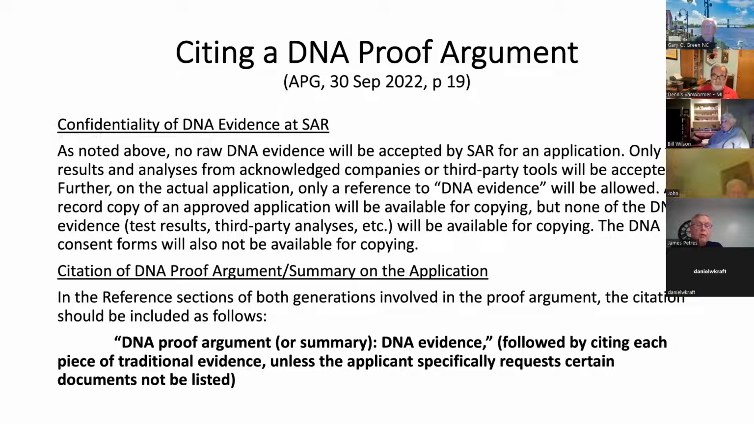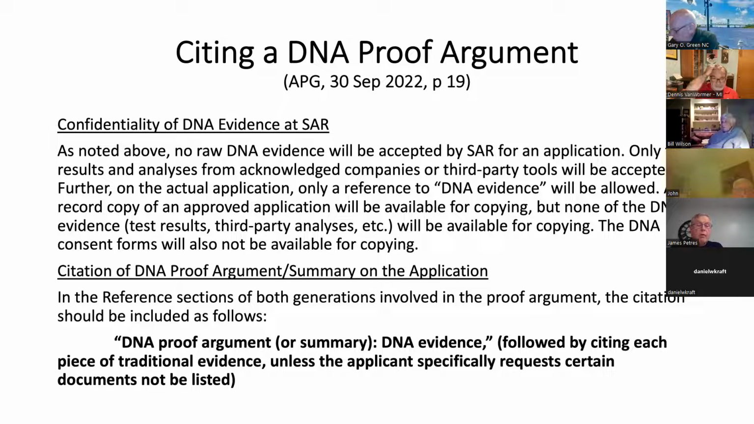And the consent forms that have to be signed and included in the application are also not available for copying, nor would they be listed, because they're not evidence. They're just consent forms. From a privacy standpoint, all of that will be kept private and not copied. The citation is very similar. I called it a DNA proof argument or summary, colon, and then the first item is this catch-all DNA evidence, whatever that stuff is. And then you can follow with each piece of traditional evidence.